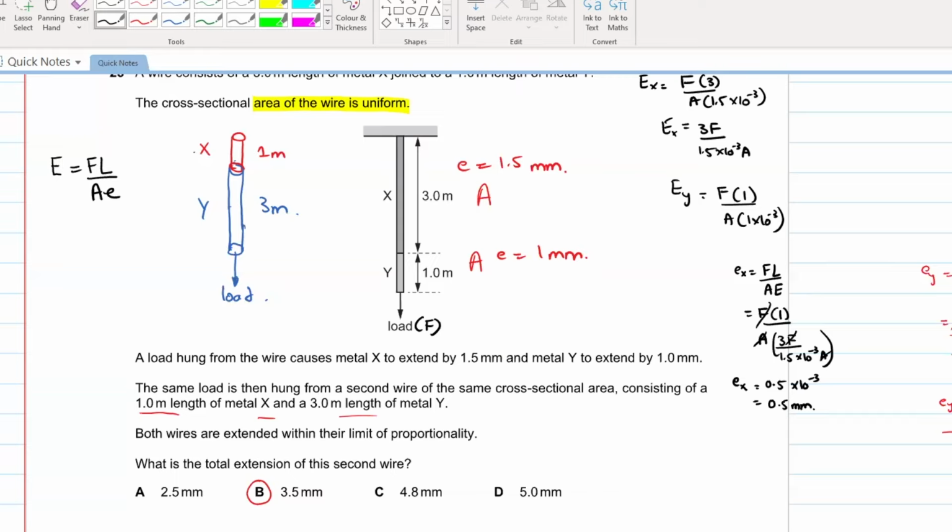Now, do you realize that the Young's modulus of the materials remains unchanged? So Young's modulus is constant. The force on both the materials remains unchanged. The area of both the materials remains unchanged. So E, F and A are constants. What will happen? Extension will become directly proportional to length.